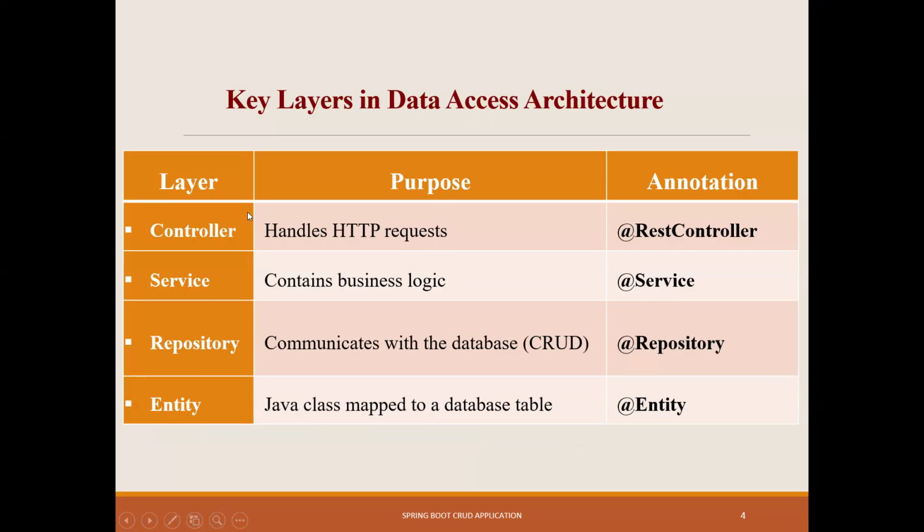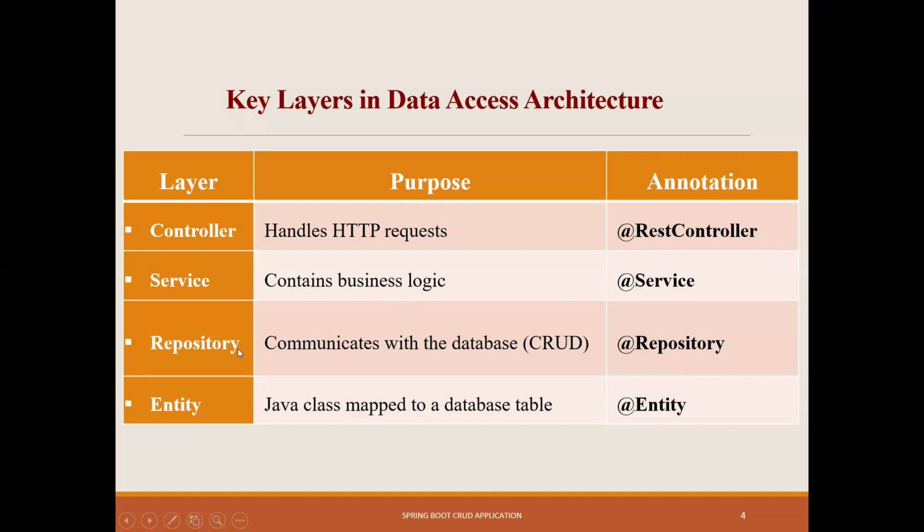So we have a list of layers. The first one is controller, the second one is service, then repository and entity. Here the Spring Boot architecture has been defined by making use of a list of layers. Controller is the presentation layer that handles all the HTTP requests. We have to give the annotation @RestController, which makes that particular class a controller. Next, we have service, which contains business logic. By making use of the @Service annotation, we can define that particular class as a service class.